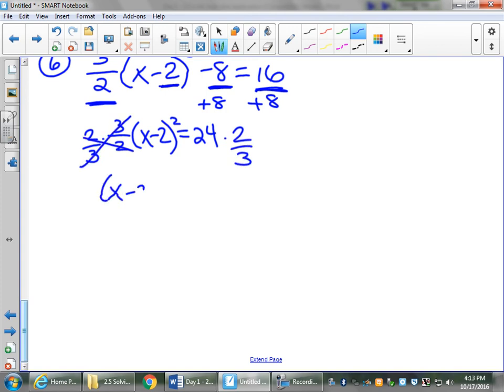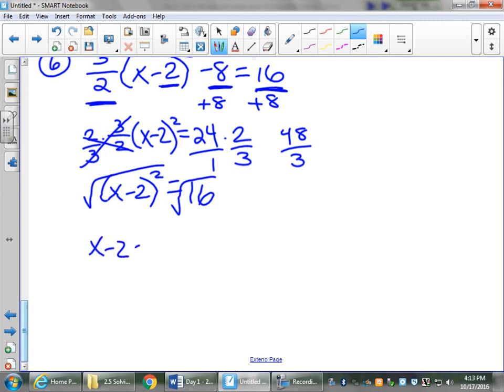So we now have x minus 2 squared equals, on the right, this would have become 48 over 3, which is 16. Square root both sides, and x minus 2 equals, nice job, hopefully you said plus or minus 4 and not just 4. I'm going to add the 2 over, and this time I can combine.